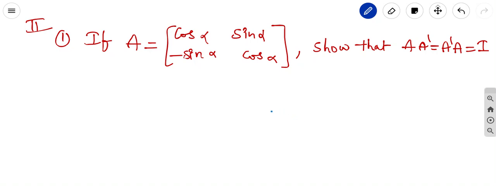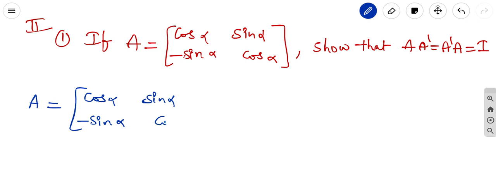Let us discuss a problem on transpose of a given matrix. Here the first question is, if A equals cos alpha, sin alpha, minus sin alpha, cos alpha, show that A transpose A equals identity matrix. Here first take the matrix A equal to cos alpha, sin alpha, minus sin alpha, cos alpha.